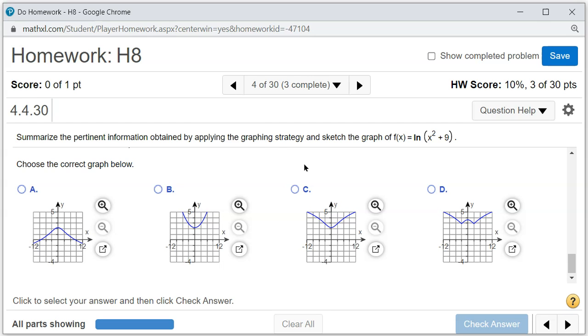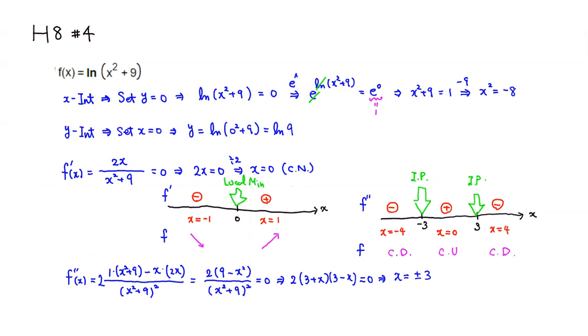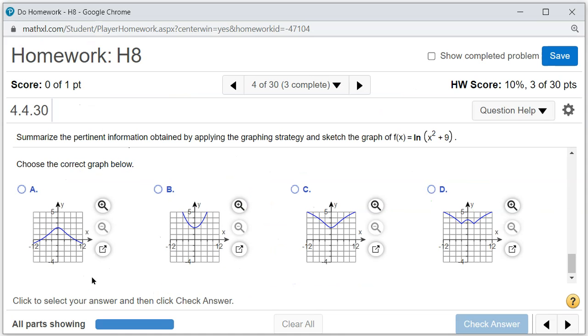And then look at the picture. Remember that we're going to have decreasing and increasing, concave down, concave up, concave down. Who has that shape? So this is not the correct one, right? Because it's going to be decreasing, increasing. So this one's okay. This one is eliminated. So it's going to be between these two.